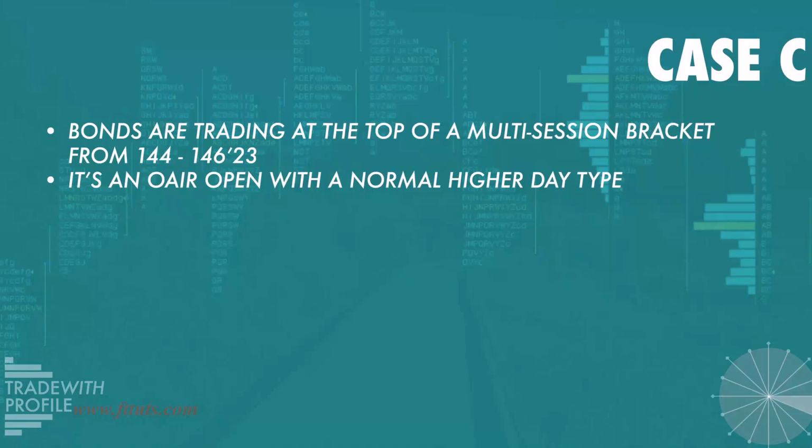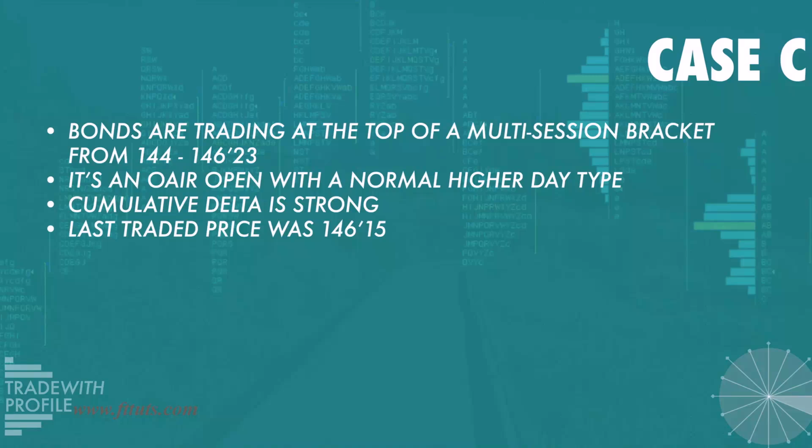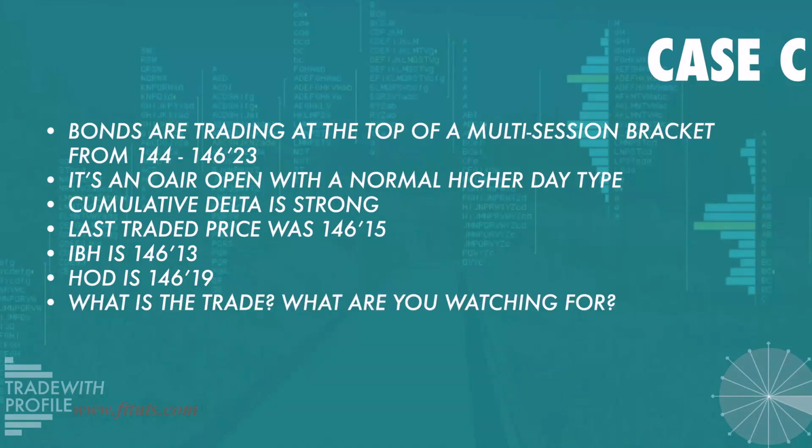from 144 to 146 and 23/30 seconds. It's an open auction in range open with a normal higher day type. Cumulative delta is strong. The last traded price is 146 and 15/30 seconds. The high of day is 146.15 and IB high is 146.13. I'm sorry, the high of day is 146.19. What is the trade and what are you watching for?